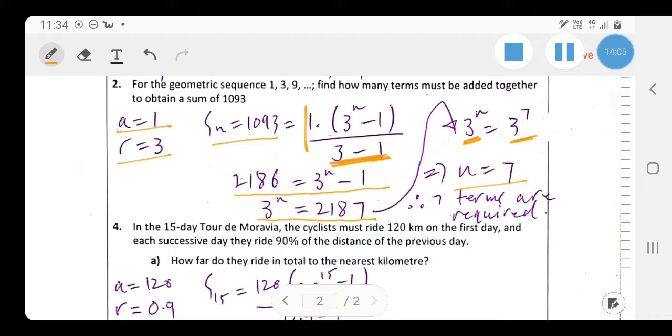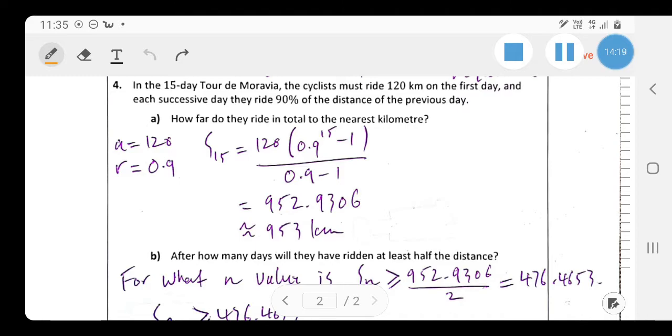And therefore we can answer the question. So the question was, how many terms must be added together to obtain a sum of 1093? The answer is that 7 terms must be added together. So there you go. Question 4.